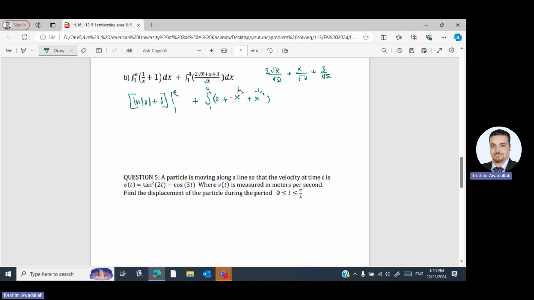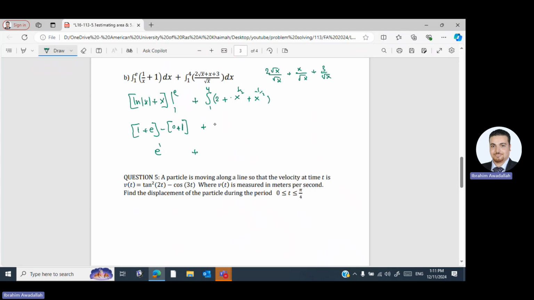So substitute e here, and what I write here, x, I write 1. ln e is 1, plus e, minus substitute 1 here, ln 1 is 0, minus, plus 1, sorry, minus. So 1 minus 1 plus e, the final answer will be e to the power 1, and plus.